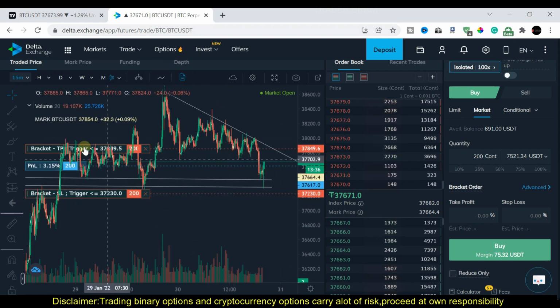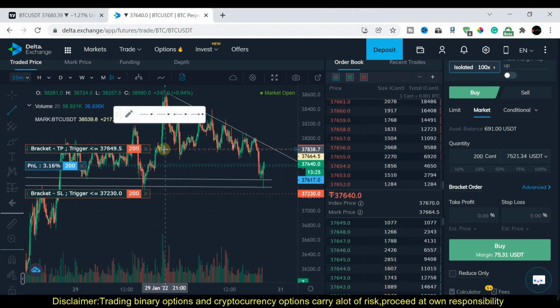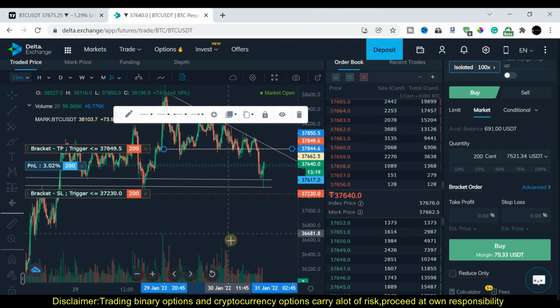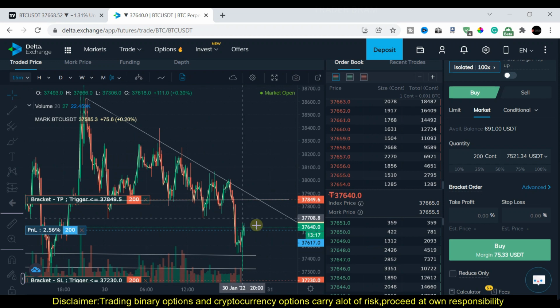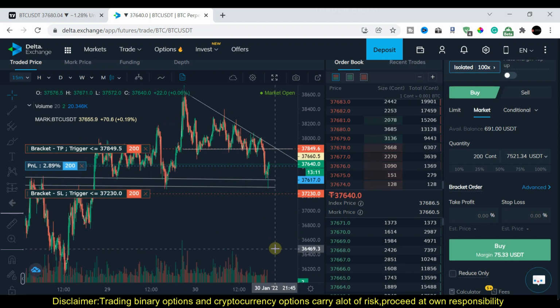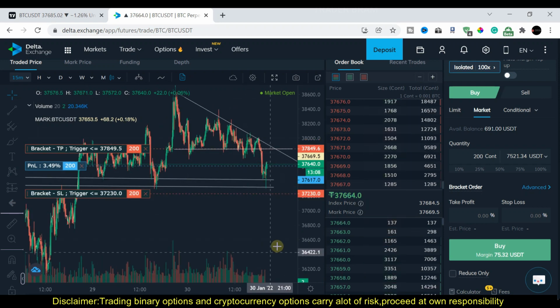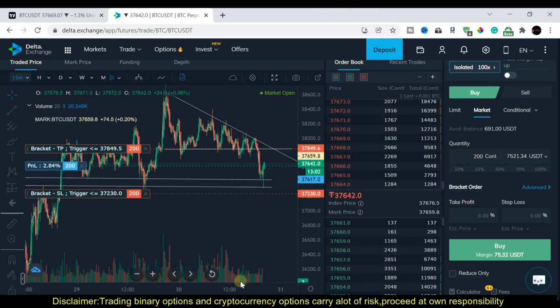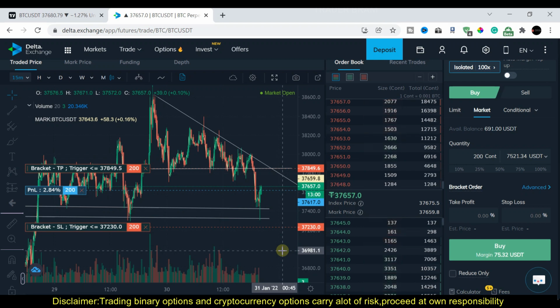And on the same area, we have a resistance level. You can see this is our resistance area. So that's where I expect to take my profit. So I'll review this trade in the next video and I'll show you the results of the trade.